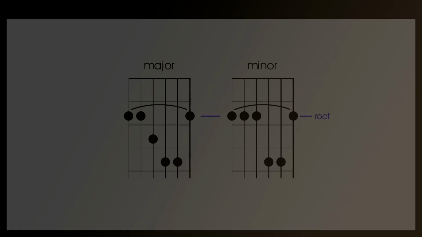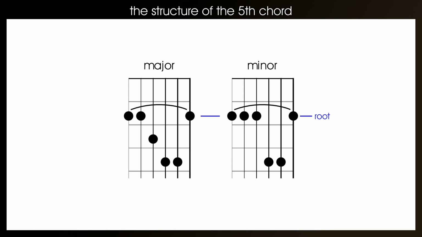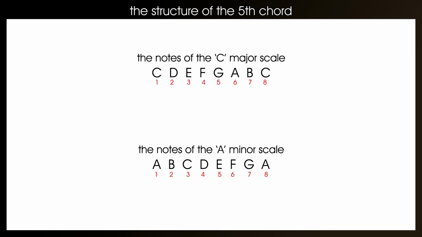The structure of the fifth chord. Hopefully you'll remember the structure of the major and the minor chords, but I'll just quickly run through that anyway. Here we have a major scale and a minor scale. And if we take the first, third and fifth note of the major scale, this creates the major triad, and this is what the major chord is made up from.